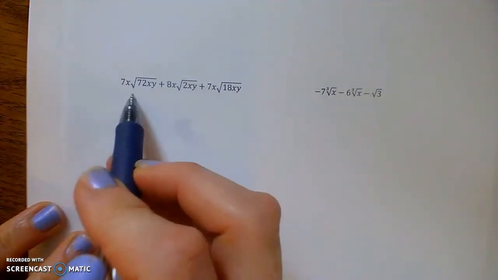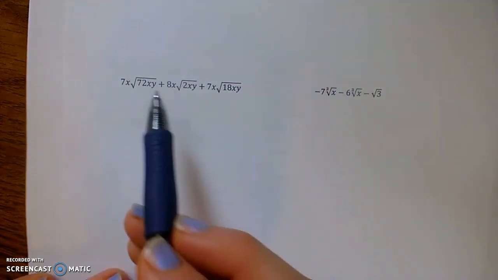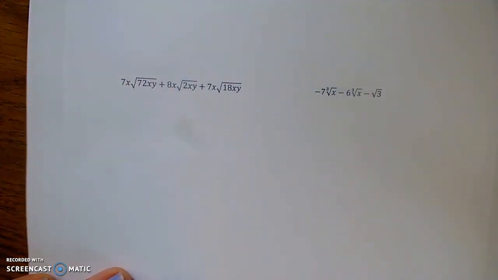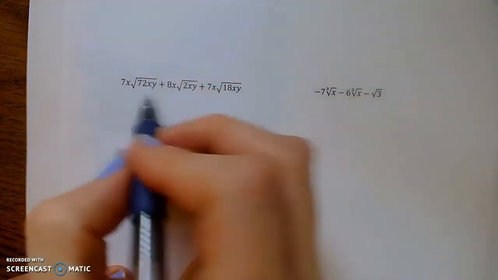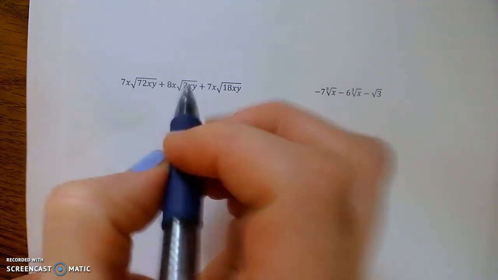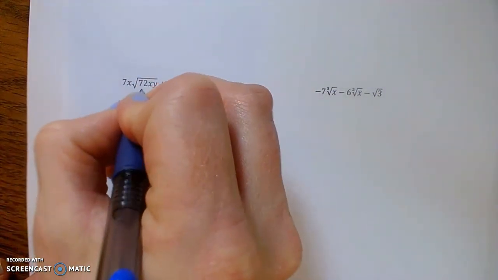In this example, we have three terms that we're trying to combine together. Right now, it doesn't look like I have any like terms, but let me simplify these radicals and see, maybe I do. So 72xy is underneath the radical here. The x and the y, there's nothing I can do with, but perhaps the 72.